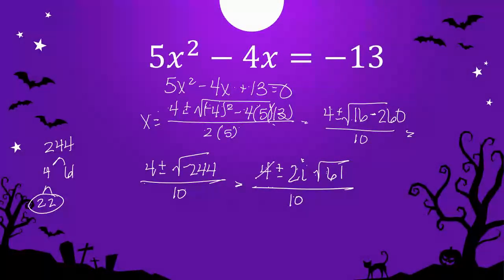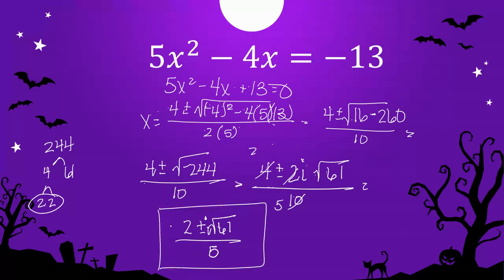And because everything here is even, I can divide it by 2, which I need to do, which leaves me with 2 plus or minus i square root of 61 over 5. And that is my final answer. Okay, or answers, I guess, because there are 2.